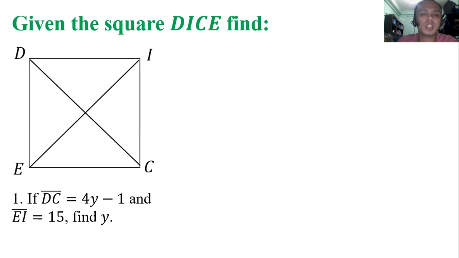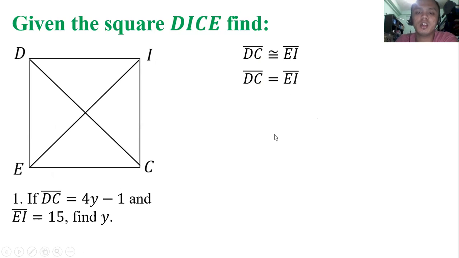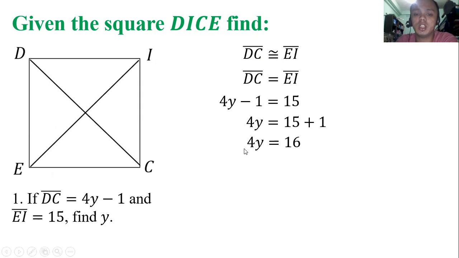Okay? Now, punta tayo kay square. Given the square DCIE, if DC is 4y minus 1 and EI is 15, find y. Substitute: DC is congruent to EI and also equal. 4y minus 1 equal to 15. Transpose negative 1 to the other side. We have 4y equal to 15 plus 1, which is 16. Then divide both sides by 4. Then we have y equal to 16 divided by 4, which is 4. So your y is 4.